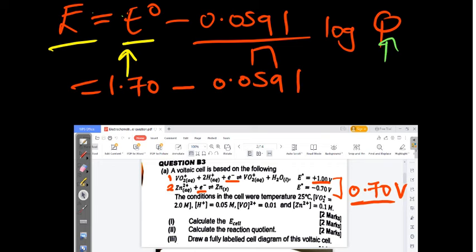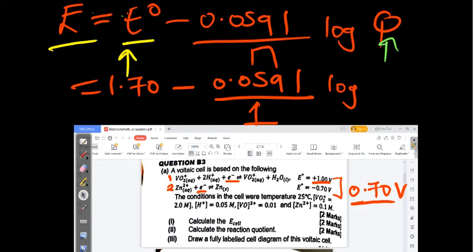Minus 0.0591. The number of electrons is already balanced. I believe it's a single electron, yeah, single electron, and then log Q. So now some of you are already asking a question: log Q. That's why I feel they need to start teaching equilibrium before you learn electrochemistry, because it is very important to understand what the Q and the K are.